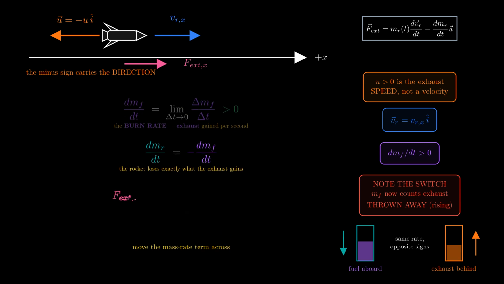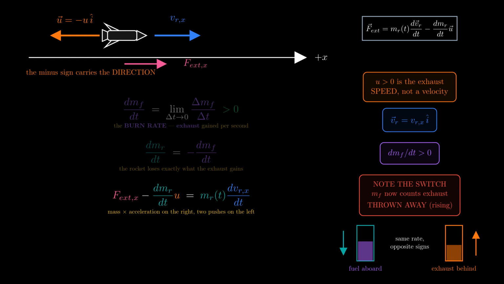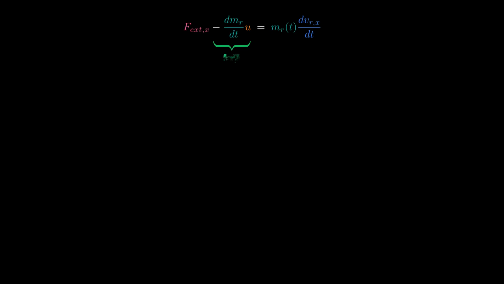Finally, move the mass rate term across to sit beside the external force. F_x minus dm_r/dt times u equals m_r of t times dv_rx/dt. The right side is mass times acceleration. The left side now holds two pushes, and only one of them is a real external force. The second term on the left has a name: the thrust. F_thrust,x equals minus dm_r/dt times u, and using the burn rate, that is dm_f/dt times u, burn rate times exhaust speed.